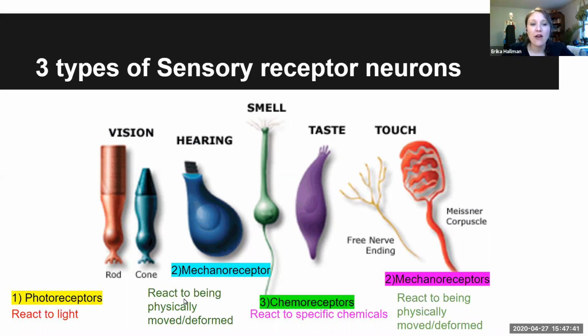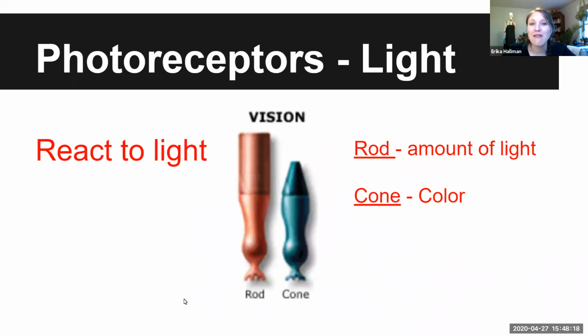So if you look at this diagram, you can see that photoreceptors are going to be in charge of vision. And we'll talk about the 2 types of photoreceptors we have. Then hearing and touch are both going to be controlled by mechanoreceptors. So they're going to physically be moved, and that movement is going to transmit an impulse or an action potential to our brain. And the last one, our smell and our taste, are both examples of chemoreceptors. So both smell and taste, we will register specific chemicals in our outside environment, and that will send an action potential to our brain. All right, so we're going to start just by talking about photoreceptors.